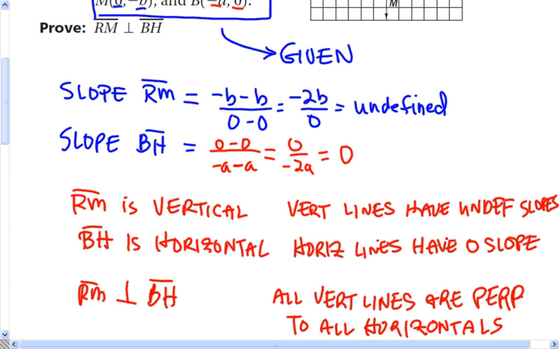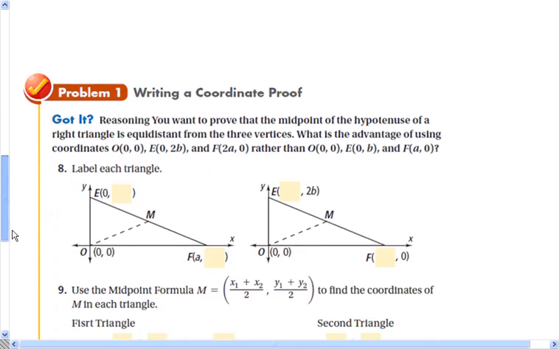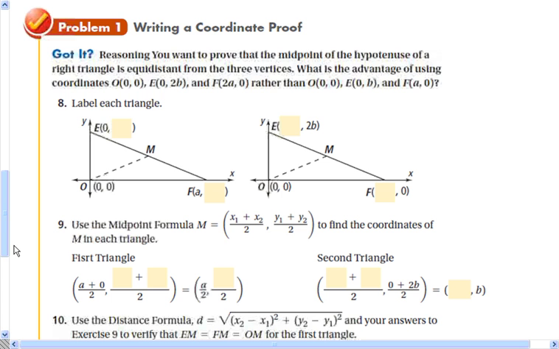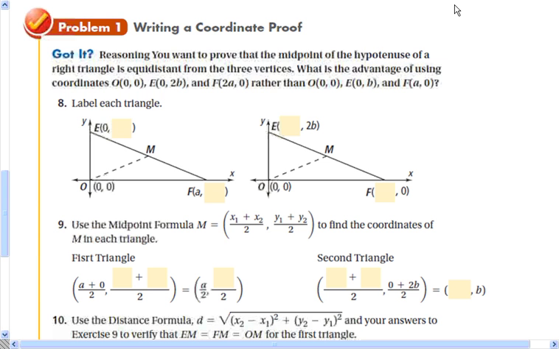All right. Try problem 1 here. I think I'm going to go through this with you, just because it's a little bit confusing, I think. So what we're trying to do is prove that the midpoint of the hypotenuse of right triangles is equidistant from the three vertices. And to do that, we have to show that three distances are the same.